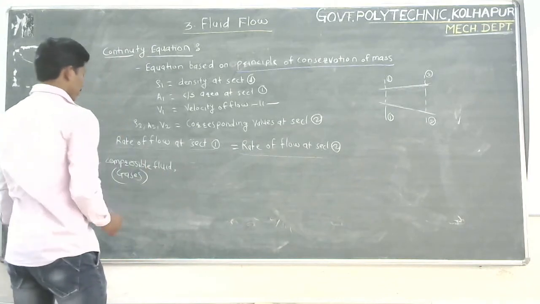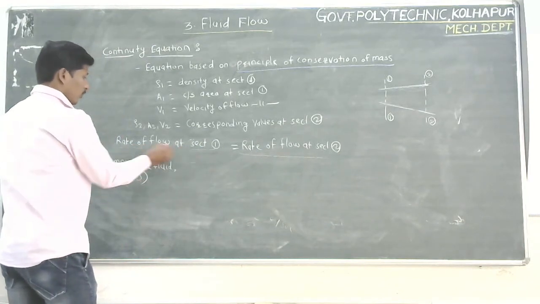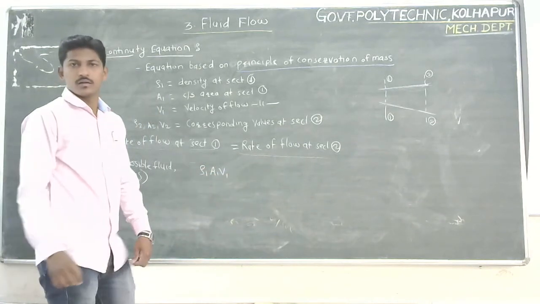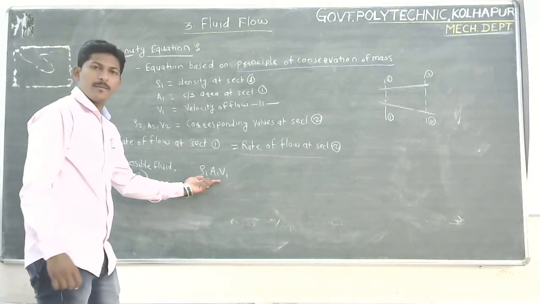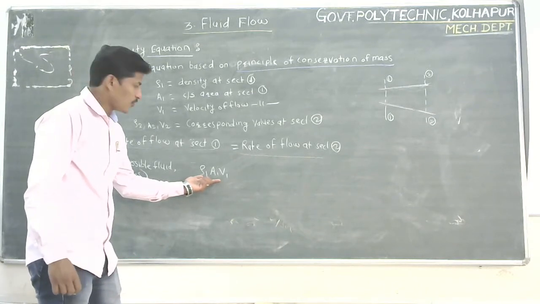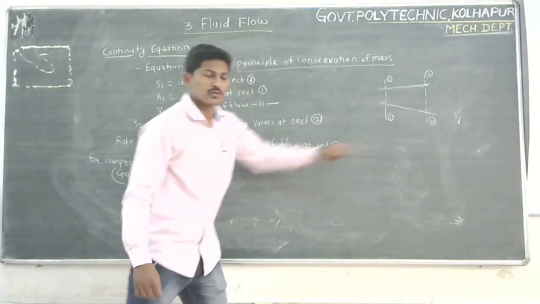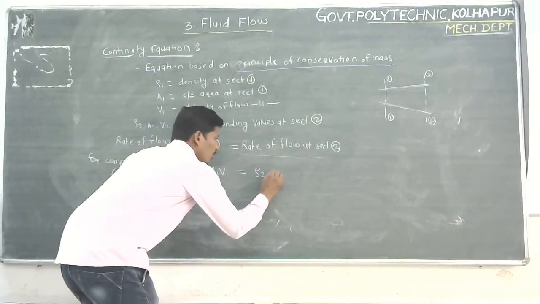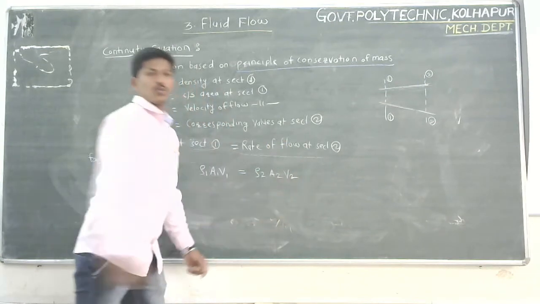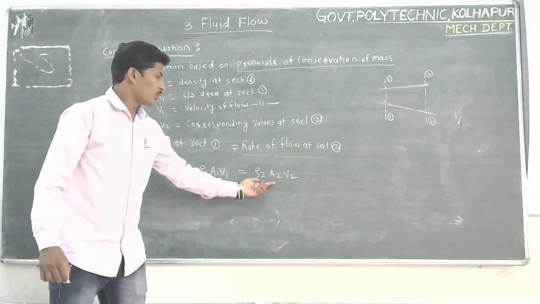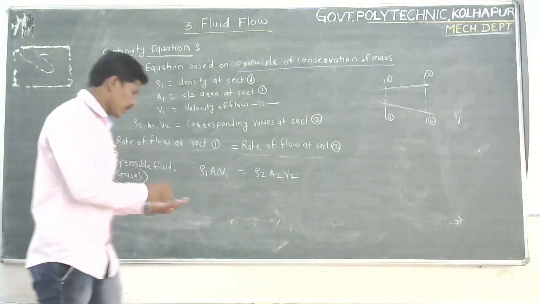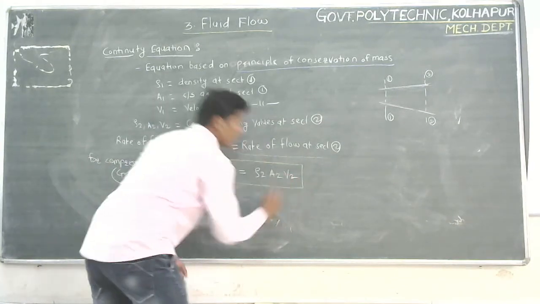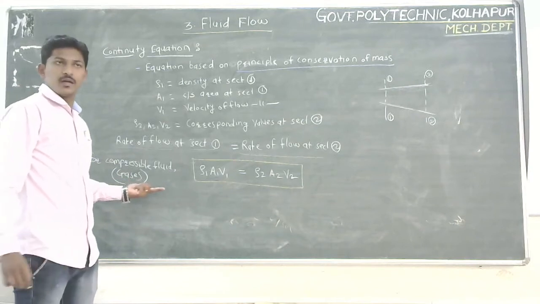So for compressible fluids, what will be our rate of flow at section 1? It will be rho 1 A1 V1. Rho 1 A1 V1 will be the mass flow rate, or you can say the mass of fluid flowing per second at section 1. So that will be the discharge. Similarly, the rate of flow at section 2 will be rho 2 A2 V2, the mass flow rate at section 2. So that will be your continuity equation for compressible fluids.